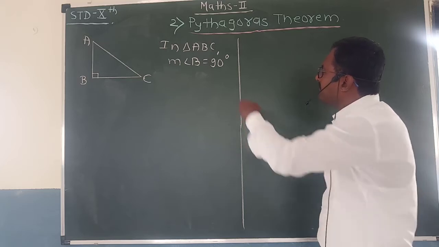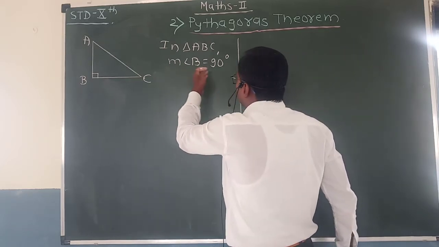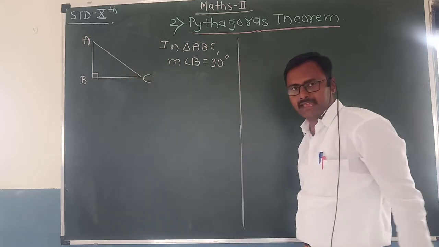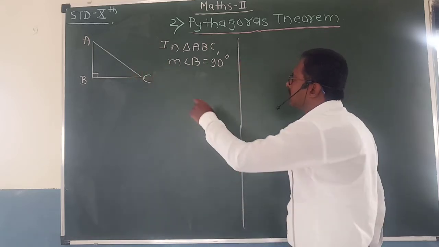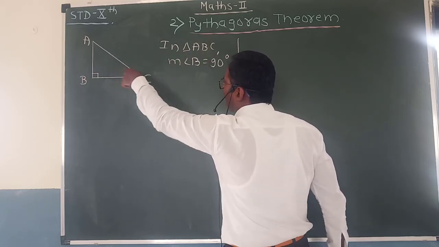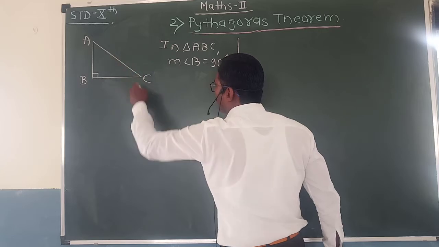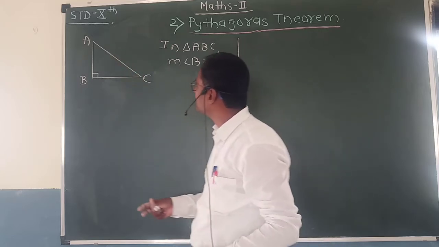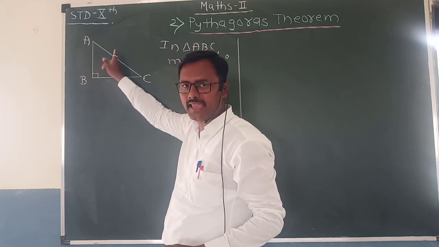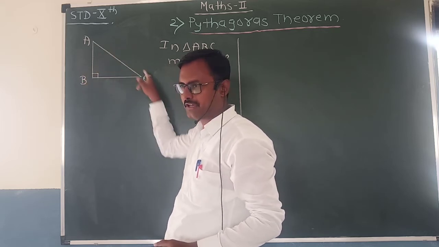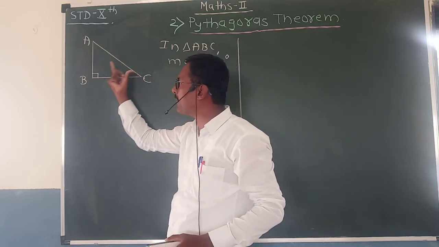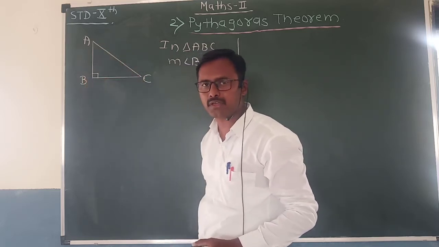As angle B is 90 degrees, the type must be a right angle triangle. Now, by Pythagoras theorem, you have the result: square of hypotenuse. Which is the hypotenuse in this case? The side opposite to the 90 degree angle is called the hypotenuse. Here, side AC is the side opposite to angle B.